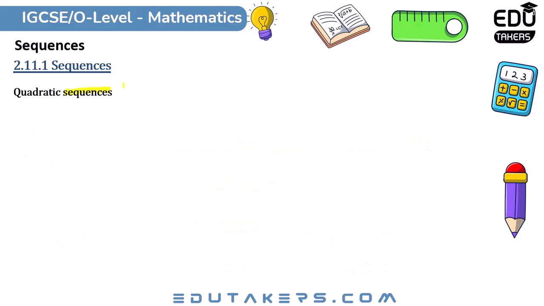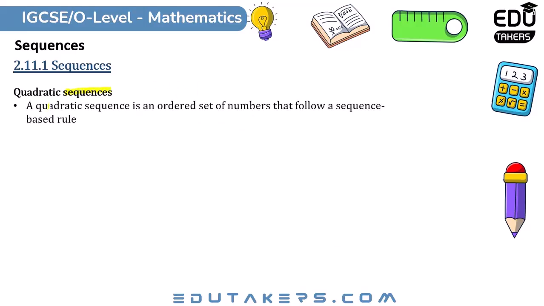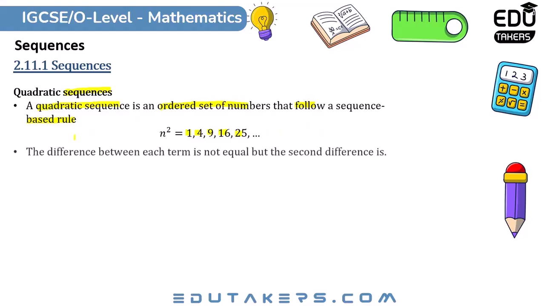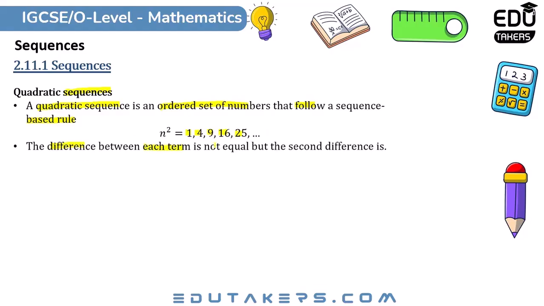Quadratic sequences. A quadratic sequence is an ordered set of numbers that follow a rule based on n squared, which gives 1, 4, 9, 16, 25 and so on. The difference between each term is not equal, but the second difference is. For example, a series is 4, 7, 12, 19, 28, and let's check their first order difference.